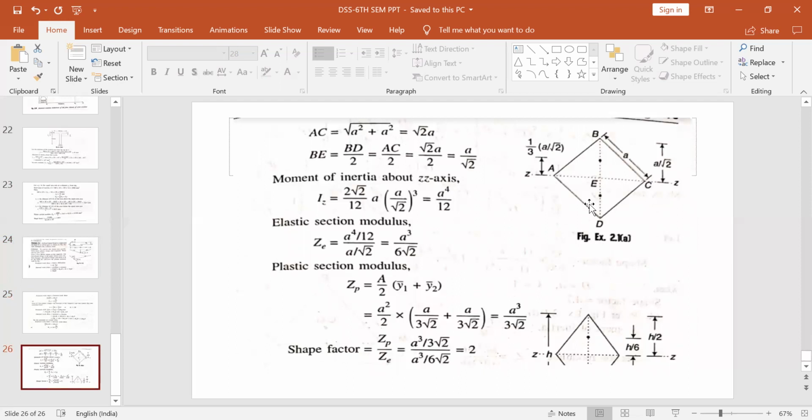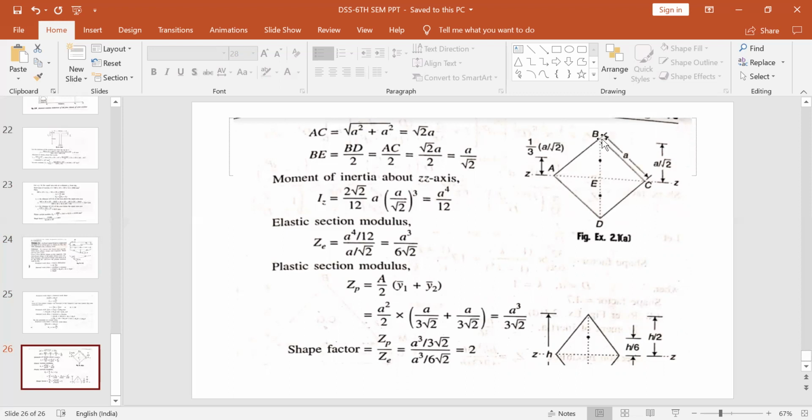Now let us take another example for finding the shape factor. This is actually a square section, but it is placed with the base along one of the diagonals. So this is nothing but a rhombus. So this A, B, C, D was actually a square section of side A. Each side is A. But they have not placed the square section like this. They have placed the square section in such a way that the base lies along one of the diagonals, AC or BD.